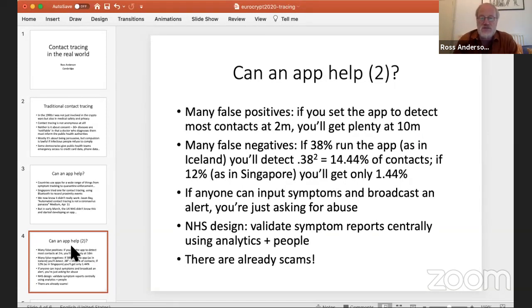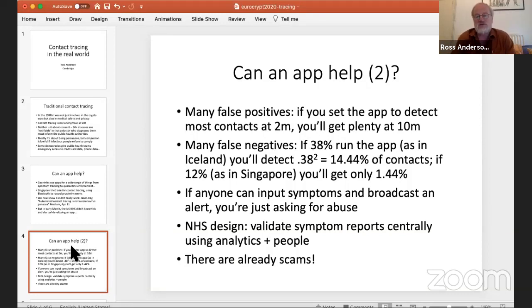So can the app help? Well, we've done bits and pieces with radio over the years and with GPS as well. And there are a couple of immediately obvious problems to anybody who's ever dealt with receiver operating characteristics, with false positives and false negatives. The first is that the range of Bluetooth can be anything from 6 inches to 100 yards. And if you set the volume, the RSSI, so that you're highly likely to detect most contacts at 2 meters, you'll get plenty of contacts at 10 meters. So in downtown, you're going to have dozens of false positives.